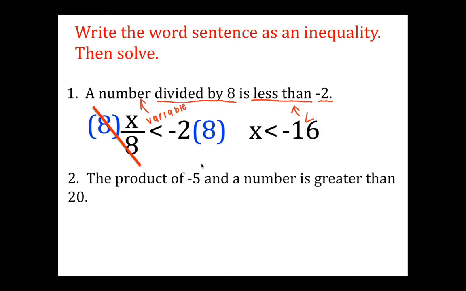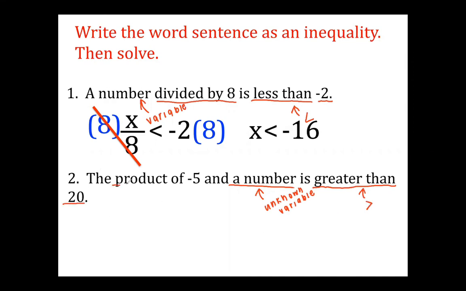For number 2, we have the product of -5 and a number is greater than 20. So once again, we have a number, so that refers to an unknown variable. We also know that our inequality symbol is going to be represented by this greater than key phrase, which is just the greater than symbol, and that our inequality is going to be set to 20.